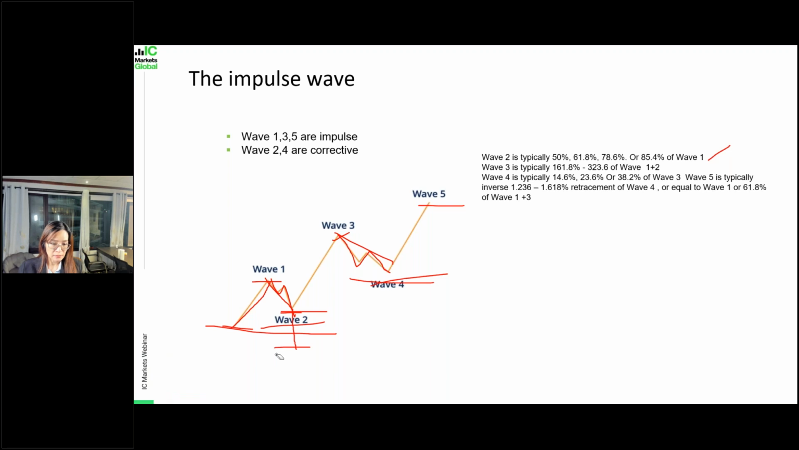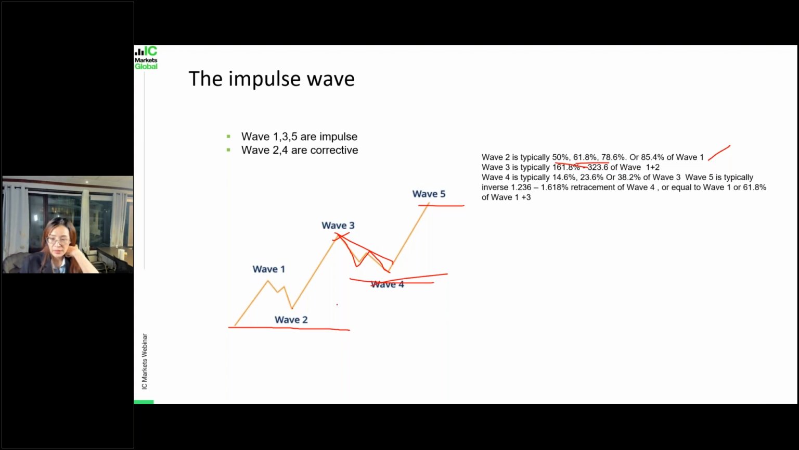Okay. Some of the traders who trade the Elliott wave always set the rule that wave two will usually retrace 50 to 61.8%. Okay, some of them set the rules, but if I trade, I don't have that rule. My rule is just that wave two cannot go below the starting point of wave one.